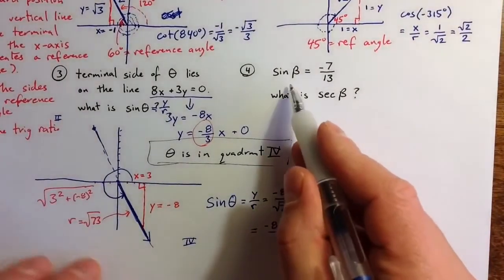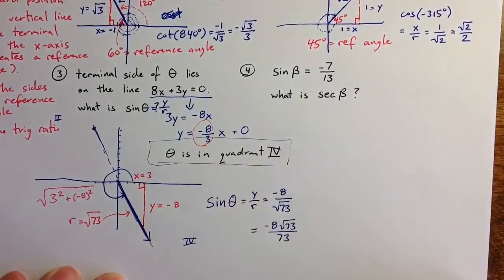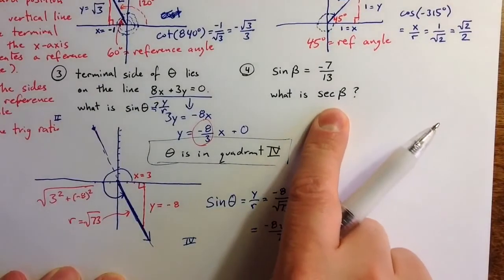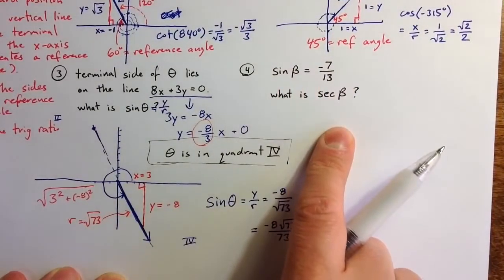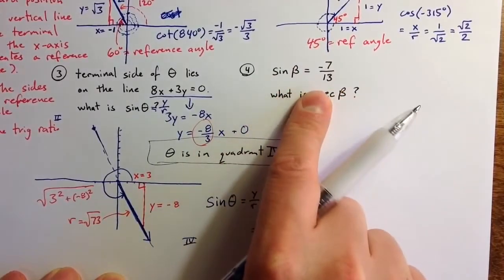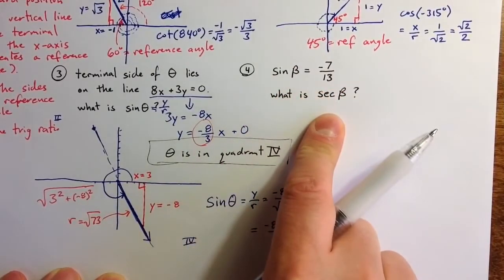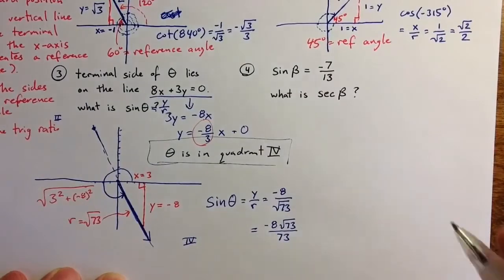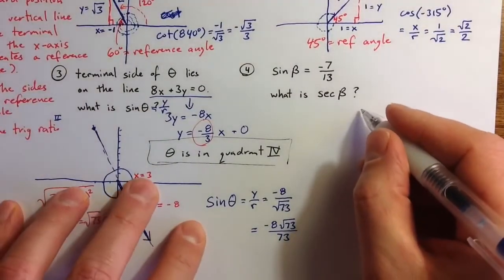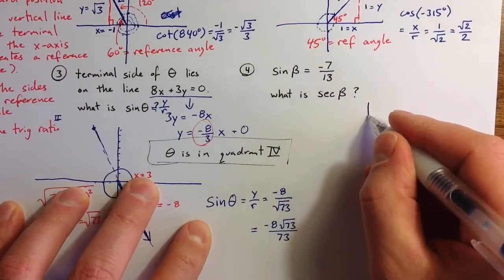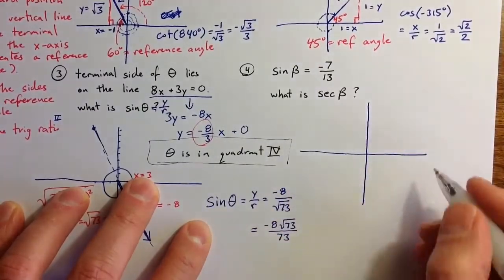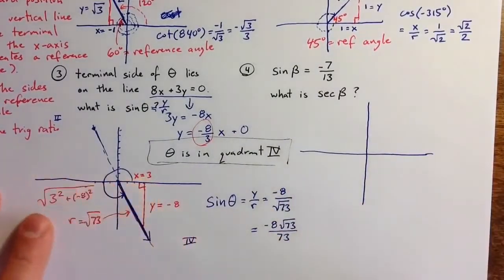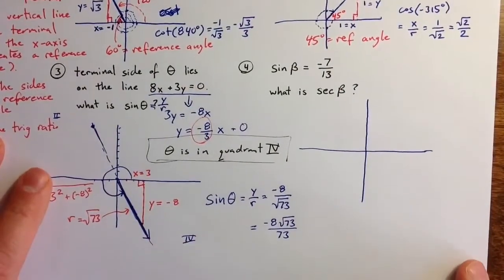If I know that the sine of beta is -7/13, I'd like to find the secant of beta. This is similar to an earlier problem that we've seen: if you know one trigonometric function value, you can from that find any of the others. There's a slight twist that we'll get to, but the idea is if I know that sine is -7/13, that will give me two side lengths of a reference triangle.